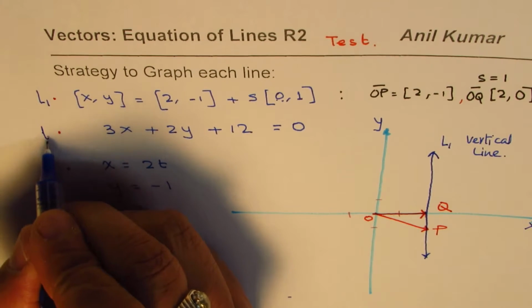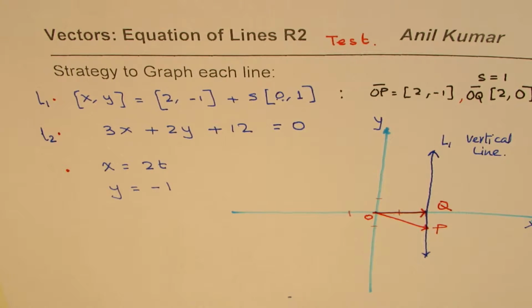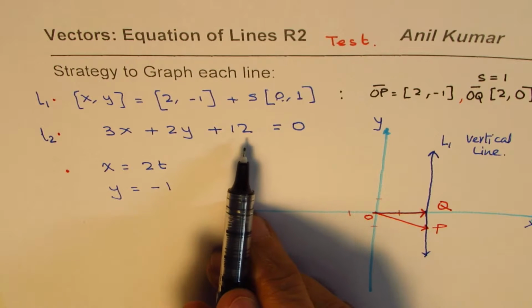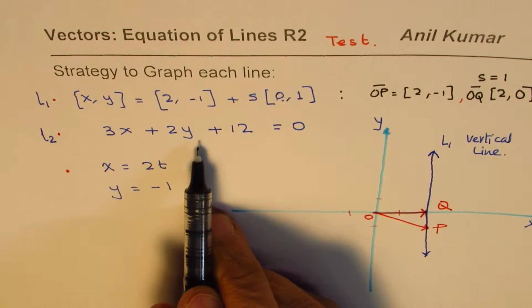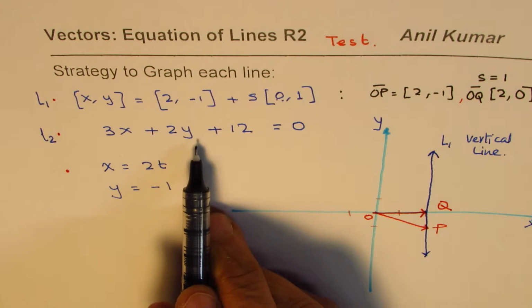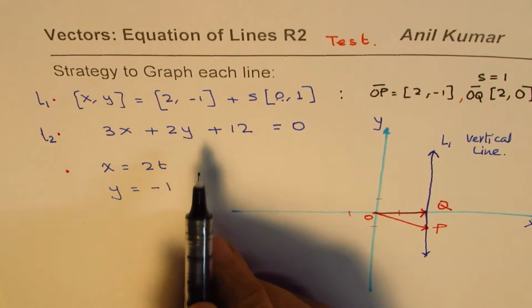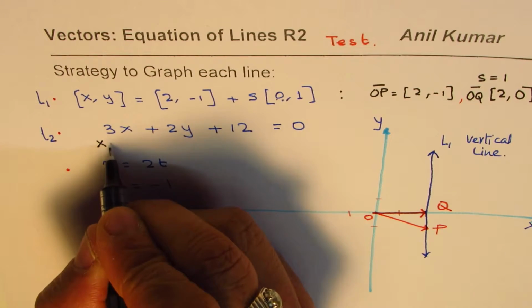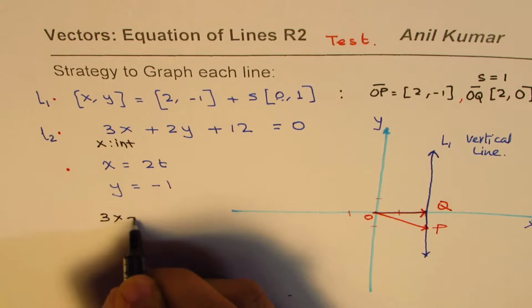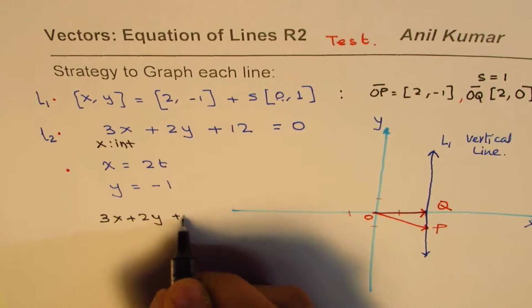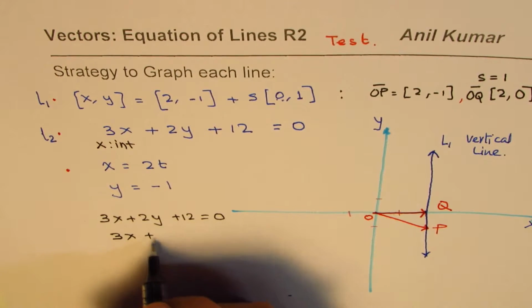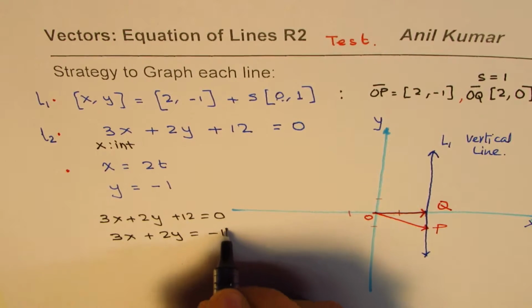Now let's get into the second equation. We'll call this L2. Okay. Now, to sketch an equation given in scalar or Cartesian form, what we can do is find the x and y intercepts, right? So we'll find the x-intercept. So we have the equation 3x plus 2y plus 12 equals 0. We can write this as 3x plus 2y equals minus 12.